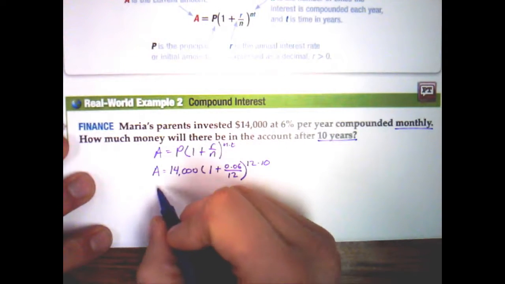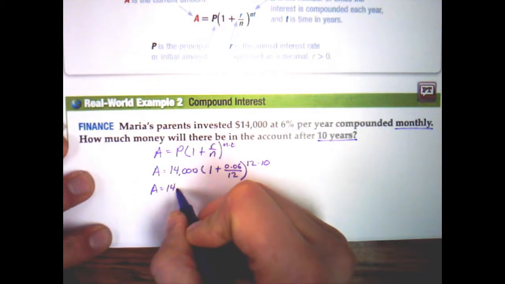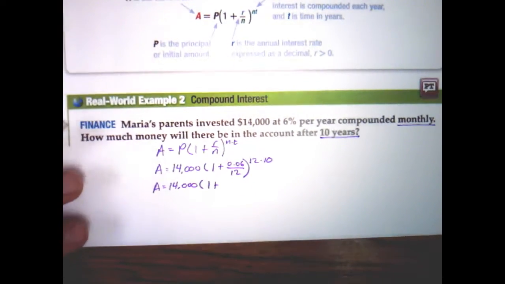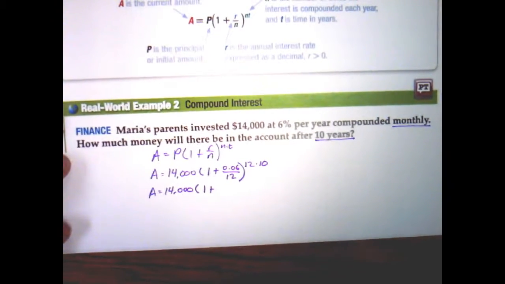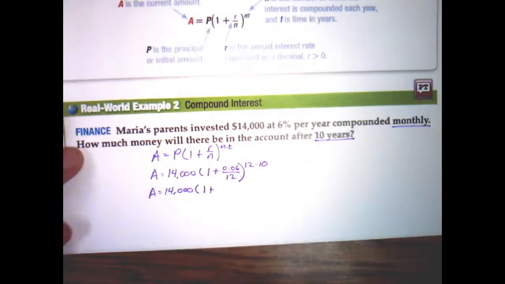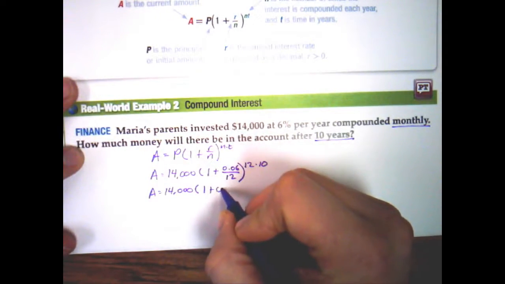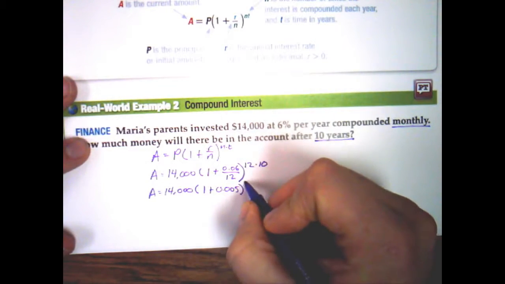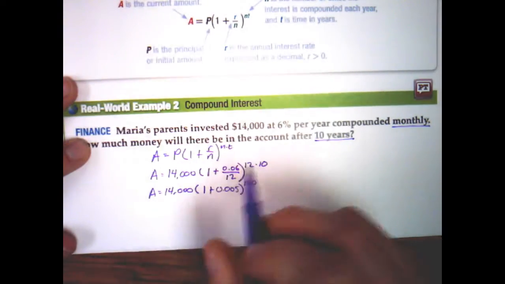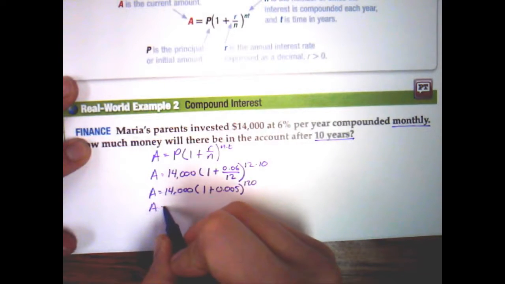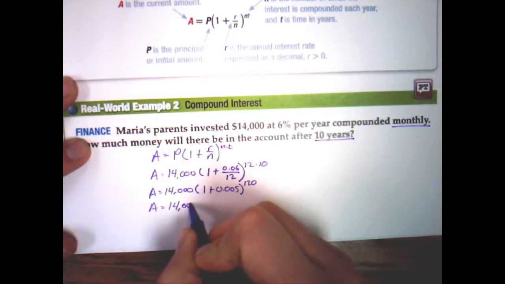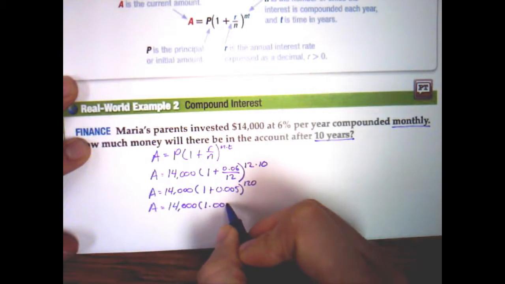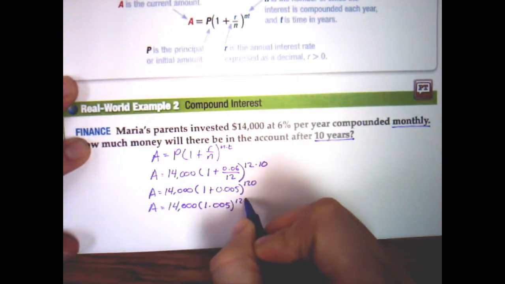Okay, so 14,000 times 1 plus, what's 0.06 divided by 12? 0.06 divided by 12 is 0.005. And 12 times 10 is 120. So again, I'll simplify a little bit further here just to make it easier to put into my calculator. 1.005 to the 120th.